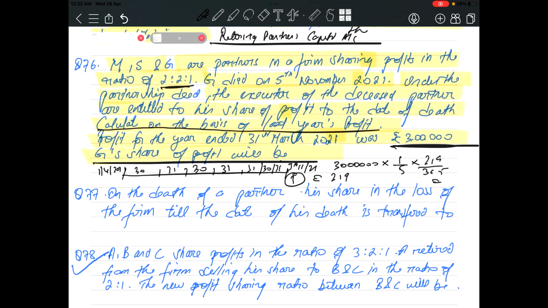So what will be the answer for question number 76? 3 lakhs divided by 5 into 219 divided by 365. The right answer is 36,000. So the answer for this question number 76 is 36,000. I hope this is clear to you.